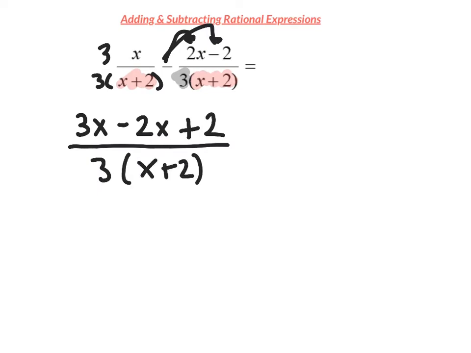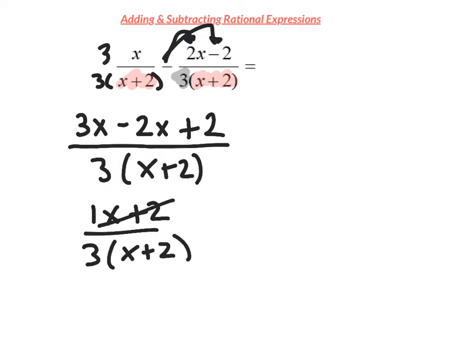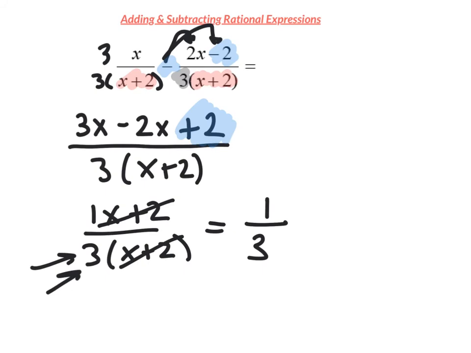This simplifies on the top to be 1x plus 2 over 3 times x plus 2. And we notice something quite unique happening there. Our answer is not 3, it's 1 over 3, because this 3 is in the denominator spot. The key, though, to getting this right isn't that last stage, it's this number right here. You have to understand that this negative times this negative made it positive.